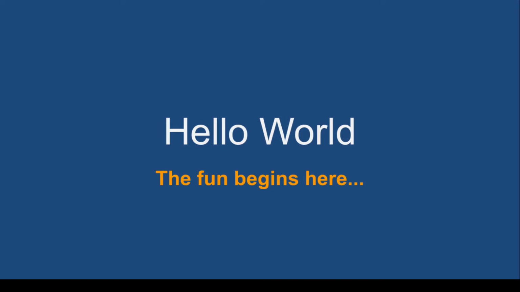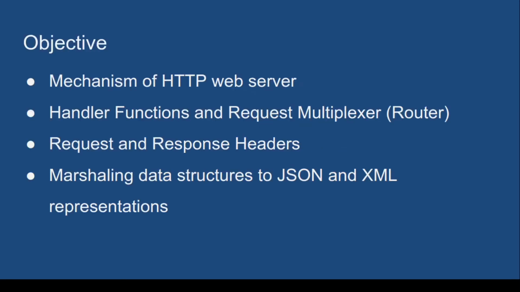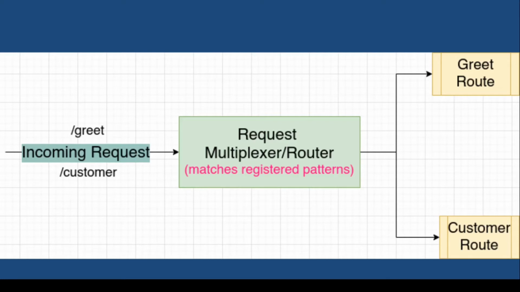So let's start writing some code in this section. We'll start with the Hello World API, but before that, let's cover what we are going to learn in this section. We'll be covering the mechanism of a HTTP web server. We'll also cover the handler functions and the request multiplexer. We'll play around with request and response headers, and we'll see how we can marshal the data structures to XML and JSON representations. But first, let's start with the HTTP web server.